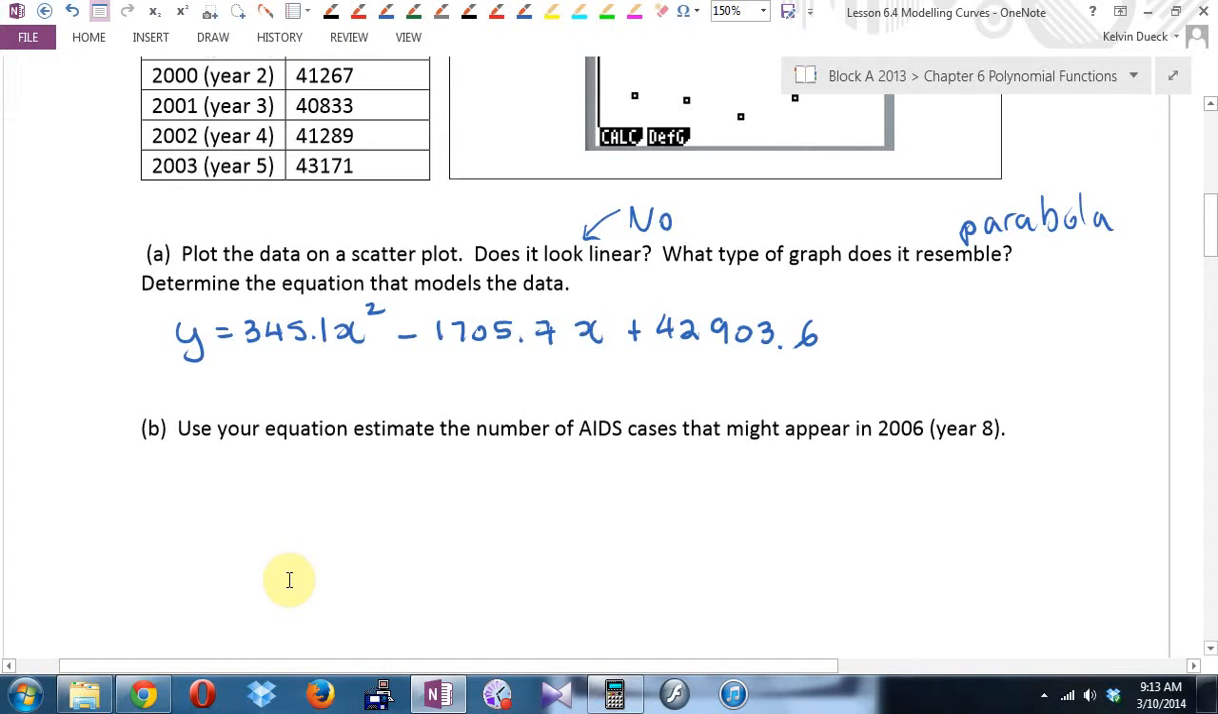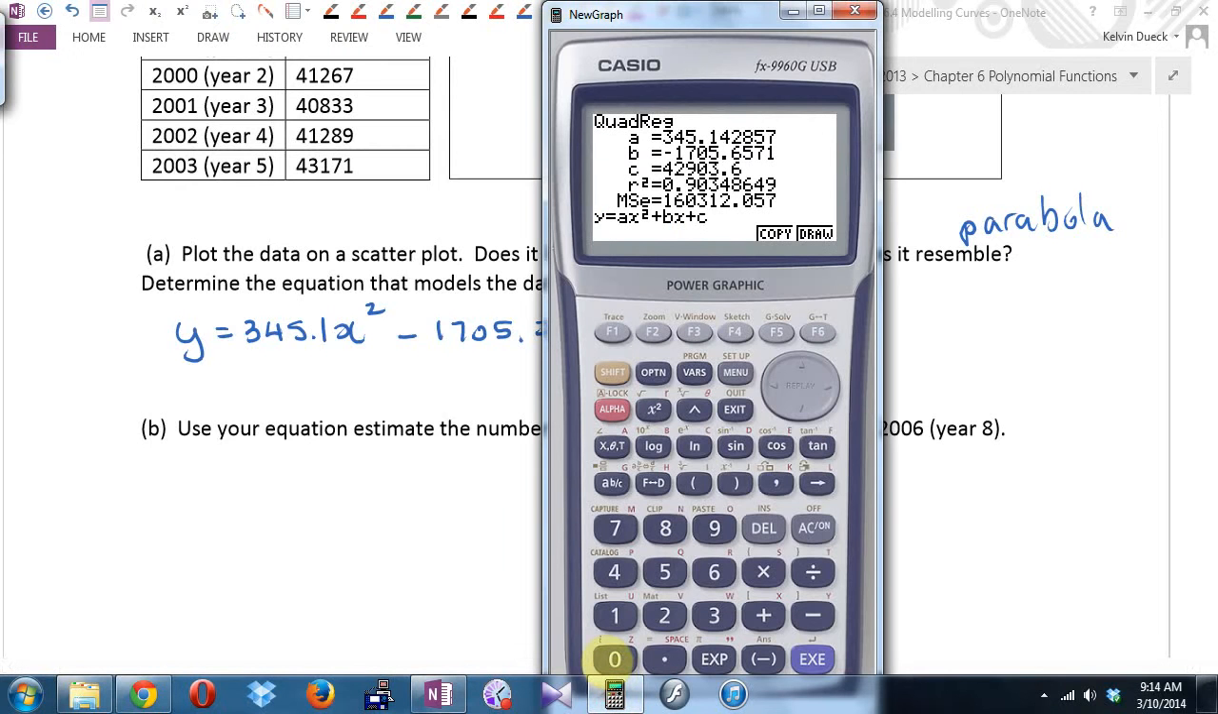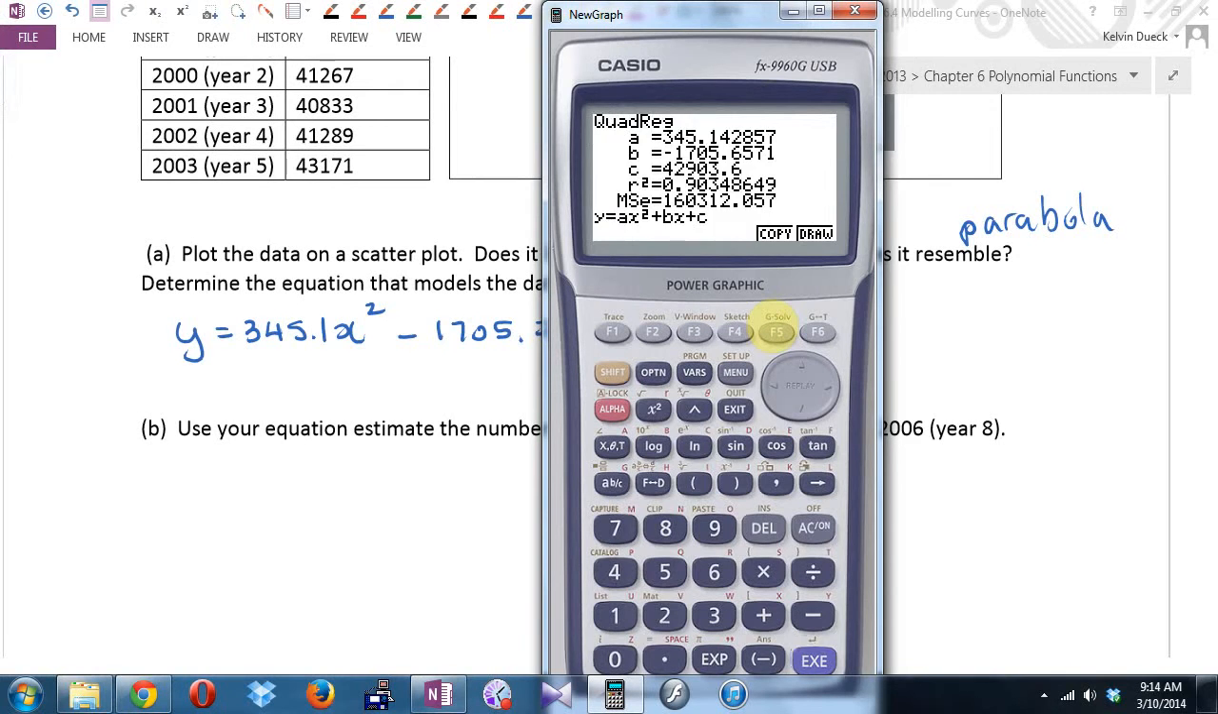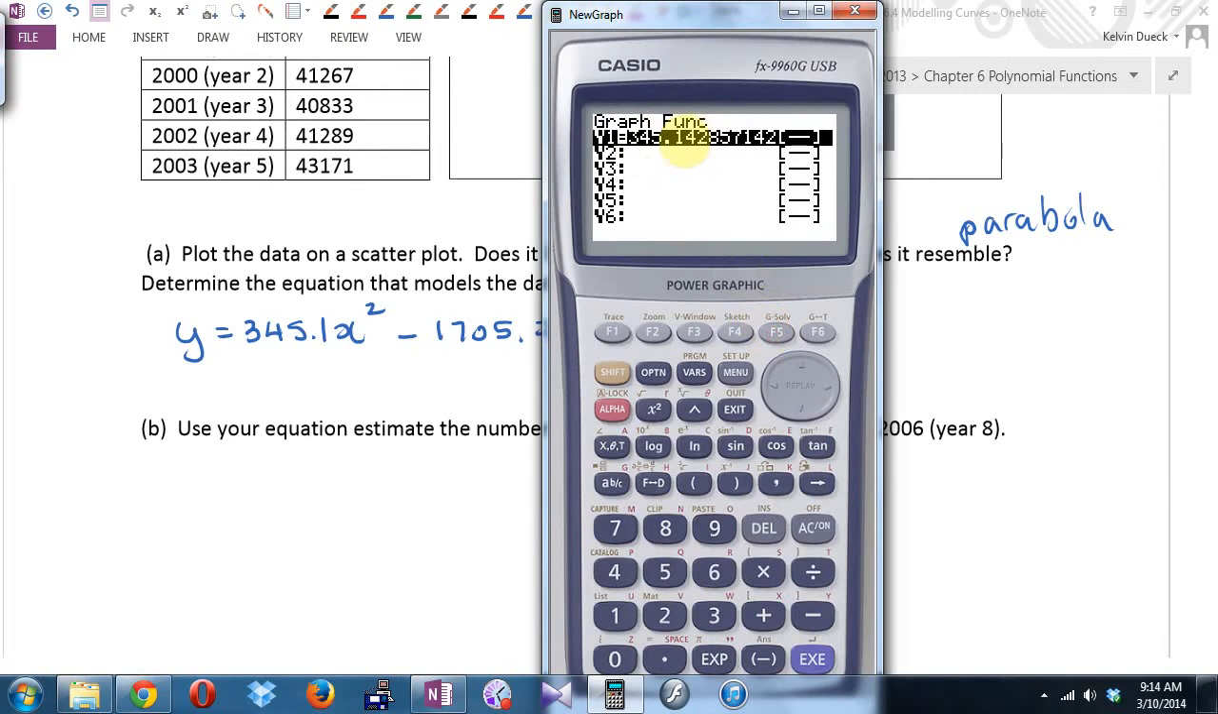It says, use your equation to estimate the number of AIDS cases that might appear in year 8 in 2006. Okay. How do we do that? So we're going to copy, and then hit enter to store your new equation. And now, if I look, I've copied that into both the graph and the table.